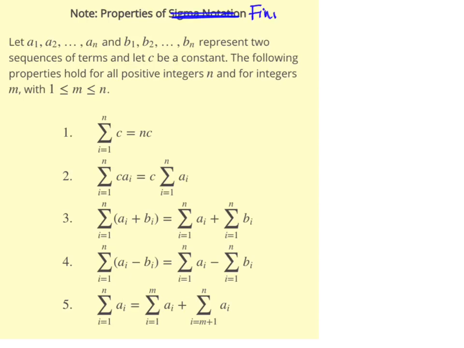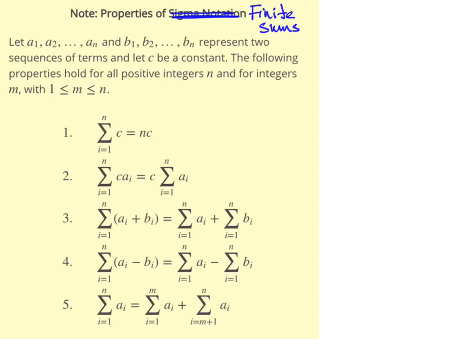And this should actually say properties of finite sums, because they're just using sigma notation to express some basic properties of arithmetic that we're all very familiar with. So I'm just going to illustrate what these properties are saying.